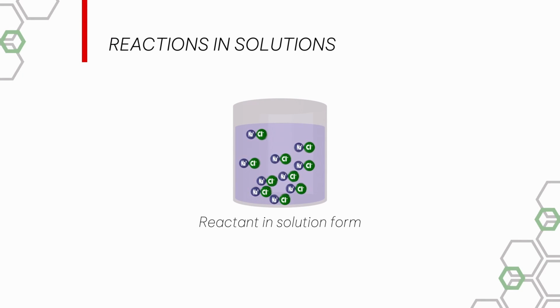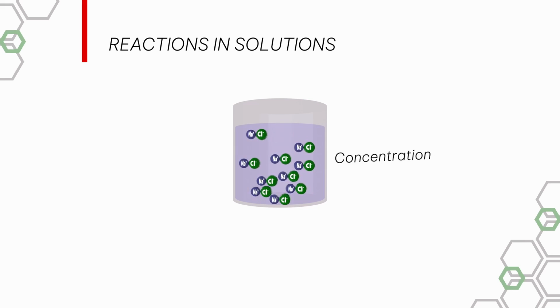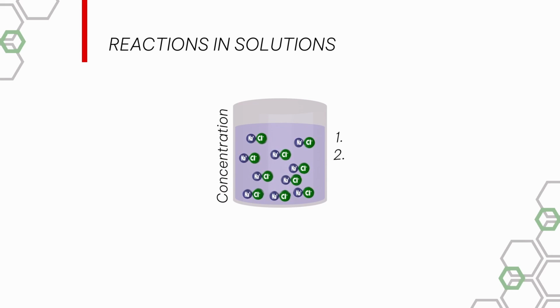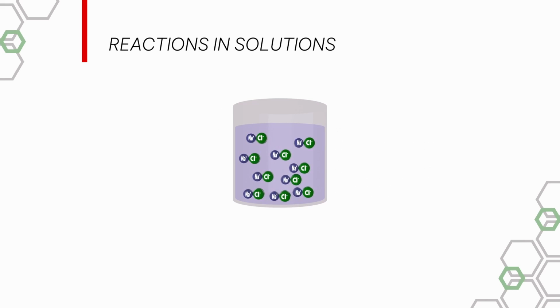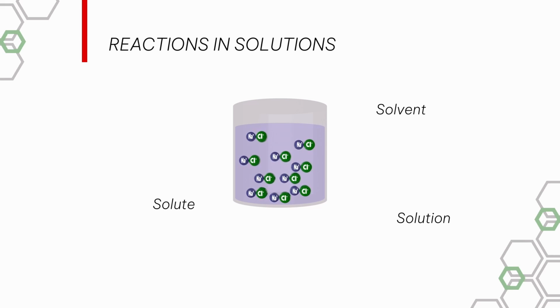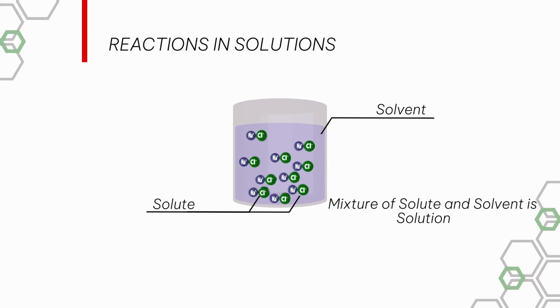Reactions in solutions. In most of the reactions, the reactants are used in solution form. So it becomes very important for us to know the concentration of that solution. So we can represent the concentration of any solution in these 4 ways: mass percent, mole fraction, molarity and molality. Before we understand these 4, let us know what is solute, solvent and solution. A solute is a substance that gets dissolved, and a solvent is a substance in which the solute is dissolved. And the mixture of both of these is called solution.